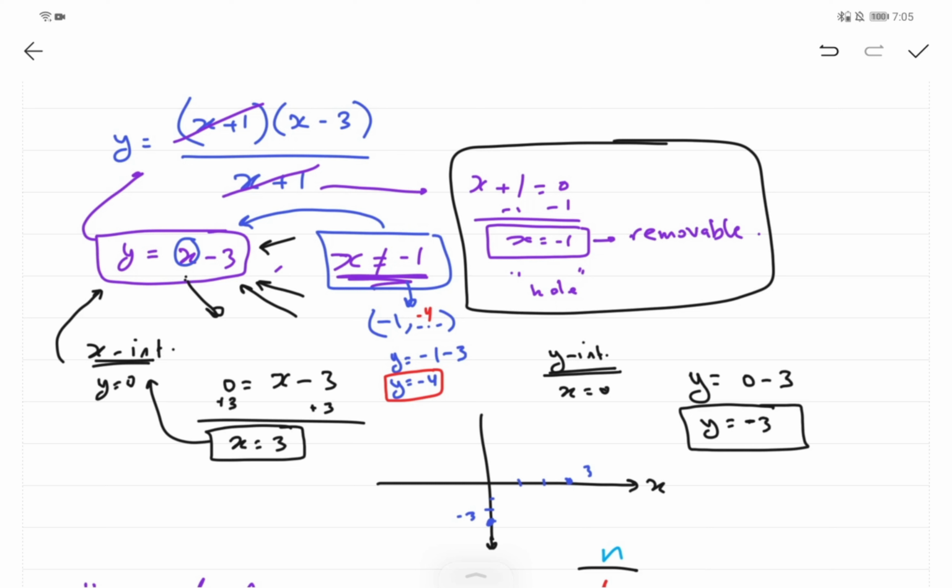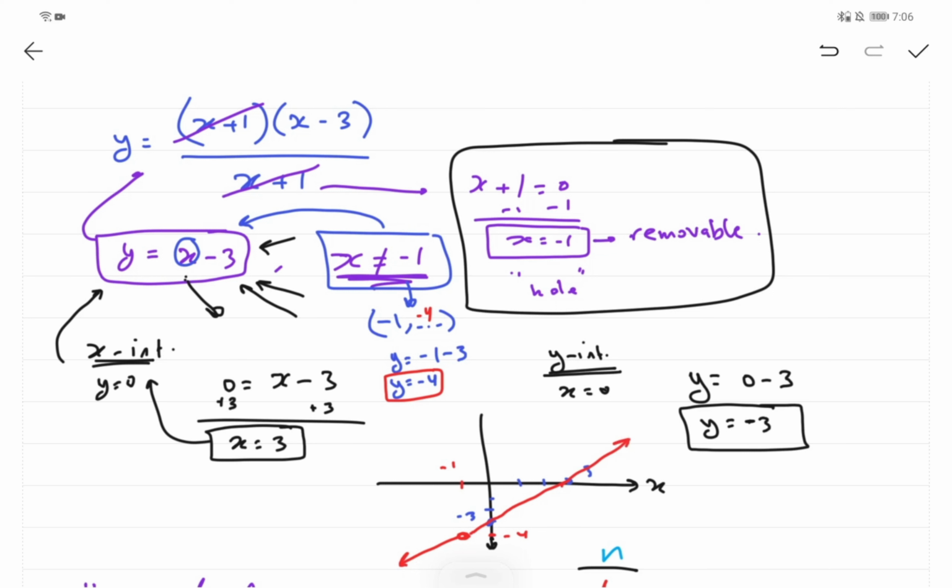So this is -1, and on the y-axis this will be -4. So the corresponding point is going to be here. So here we're going to have a hole. So when you connect the line, it's going to be in this way.